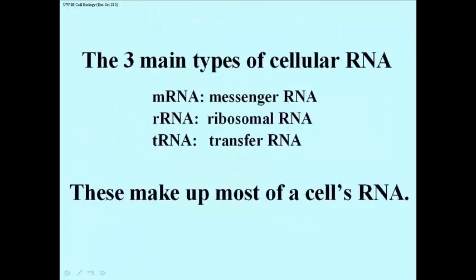So there are three main kinds of cellular RNA: the messenger RNA, the ribosomal RNA, which is part of the ribosome structure, and as you'll see has enzymatic function independent of polypeptide structure, and then transfer RNA. This is what makes up most of a cell's RNA. There are other kinds of RNA, and as an example, primers are a kind of RNA as well, but they and other kinds of RNAs quantitatively are not a major component of a cell's RNA.